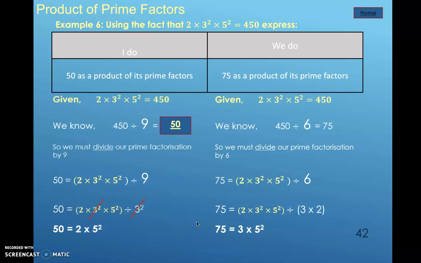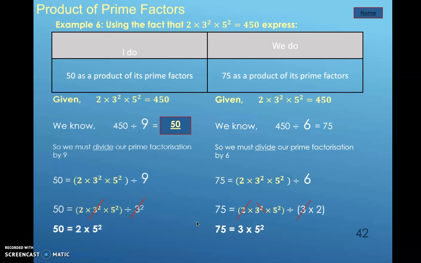Okay, so let's have a look. So we know that 450 divided by 6 gives us 75. So we must divide our prime factorisation by 6. Again, I've put it in the brackets. Safer than sorry. So, breaking down 6 into its prime factors is 3 times 2. So, we can show that the 3 that we're dividing by gets rid of the squared term. We still keep the 3, but we're not multiplying by 2 3's anymore, just the 1.